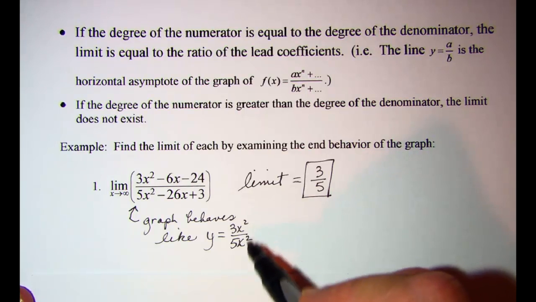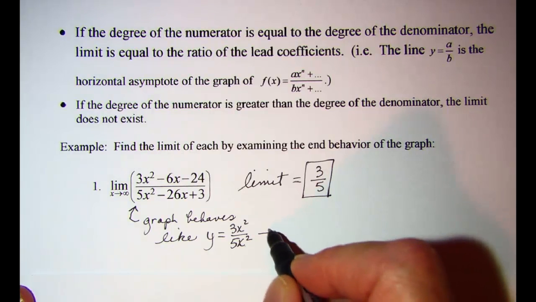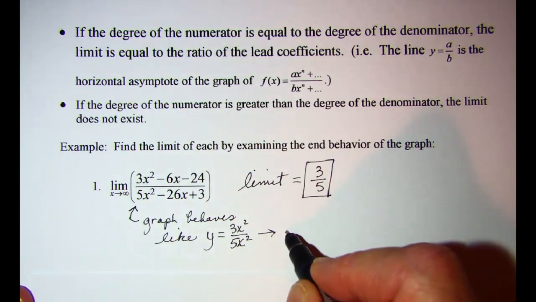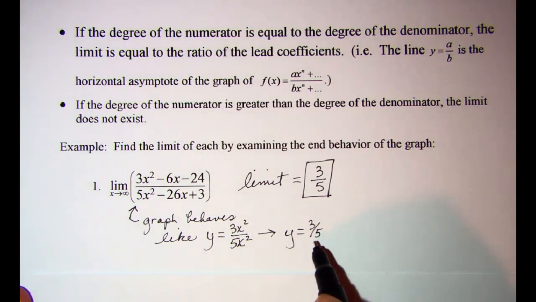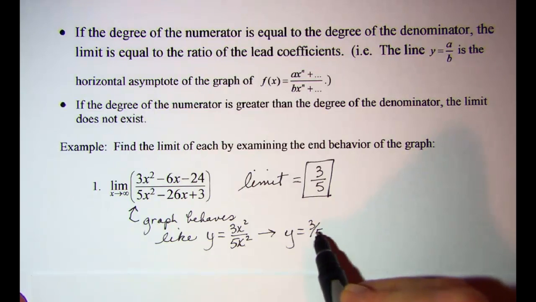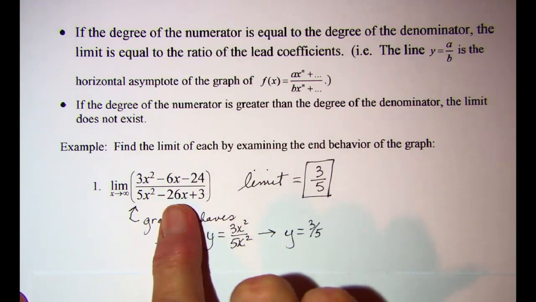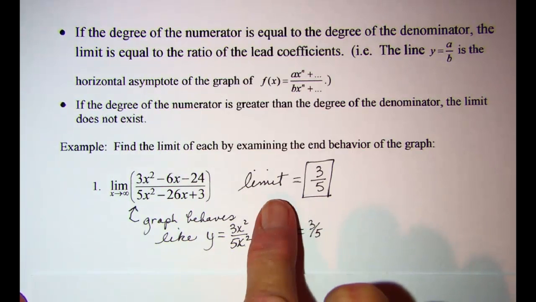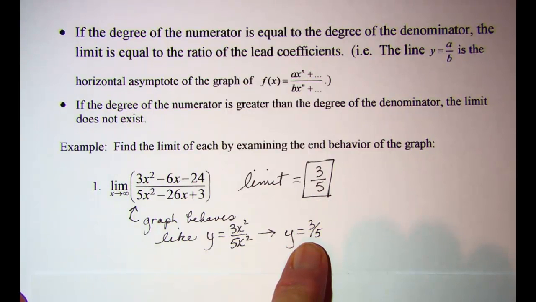Now we can simplify this ratio by canceling the x squareds off, and so the graph itself behaves like y equals 3 over 5 at the ends of the graph. So when x is approaching positive infinity or negative infinity, this equation represents the horizontal asymptote of the graph of this function. That's why the limit as x approaches infinity will be that number.